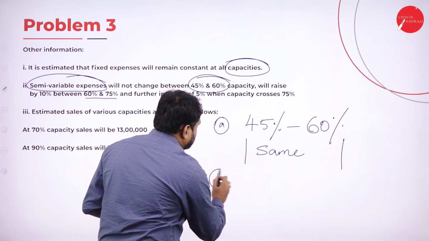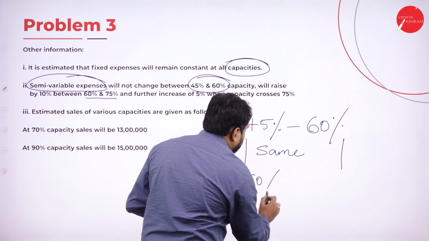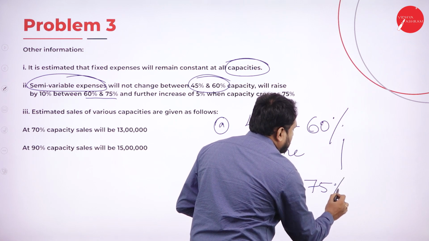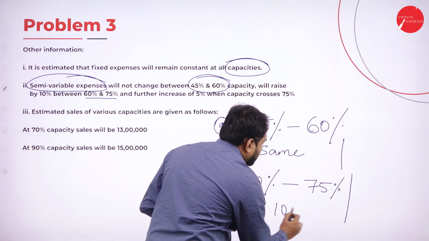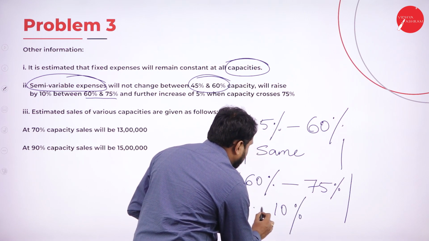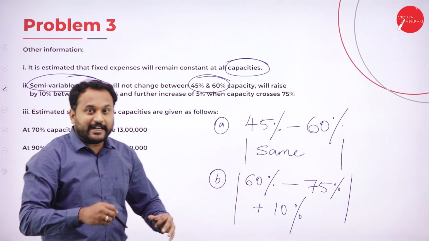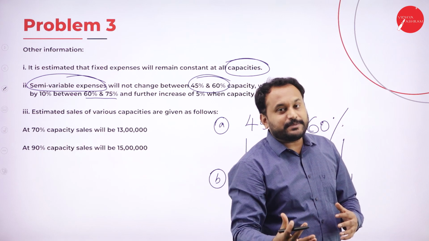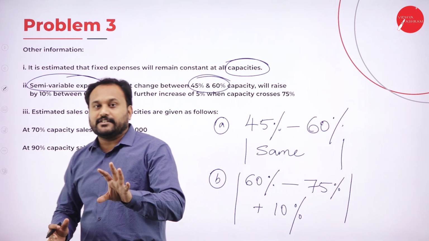Let's go with B. Now they say that 60% to 75%. Now the slab is there. Now what happens is semi-variable will change, that is they'll increase by 10%. See, if they say they decrease by 10%, you are supposed to subtract it by 10%. If they say increase by 10%, you are supposed to add by 10%. This is what the adjustment is.